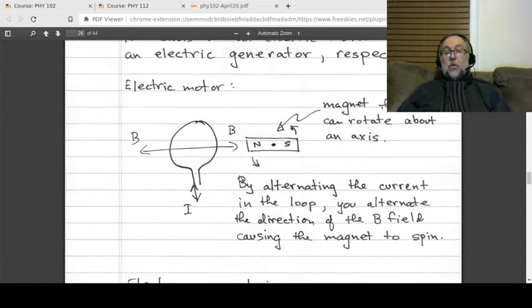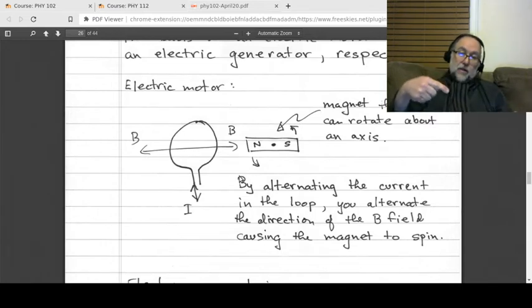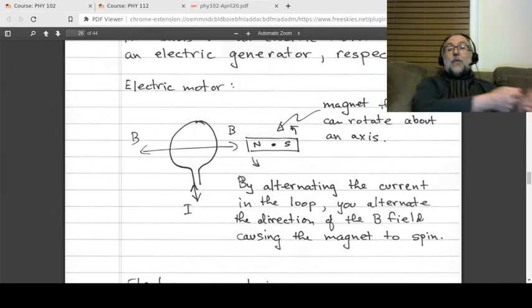Okay. And so an electric motor run backwards, that is, instead of you applying a current to it and it turns something, you turn it, it will induce a current, and it becomes an electric generator. Okay, so the same electric motor and electric generator, they're really the same device. It just depends on what you're inputting.